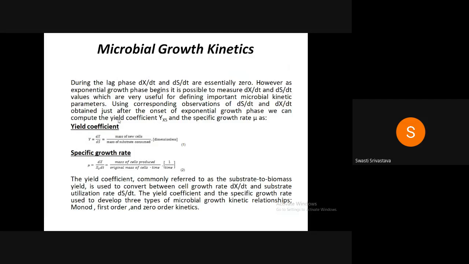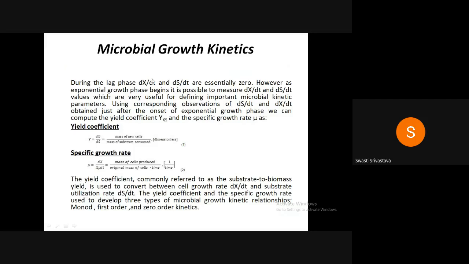Now, if we try to understand this kinetics in mathematical terms, in terms of equations, then we talk in terms of the yield coefficient and the specific growth rate. During the lag phase, dx/dt and ds/dt are essentially zero. I have told you earlier that the nutrient supply has been provided 100%, but the microbes are not able to consume it.